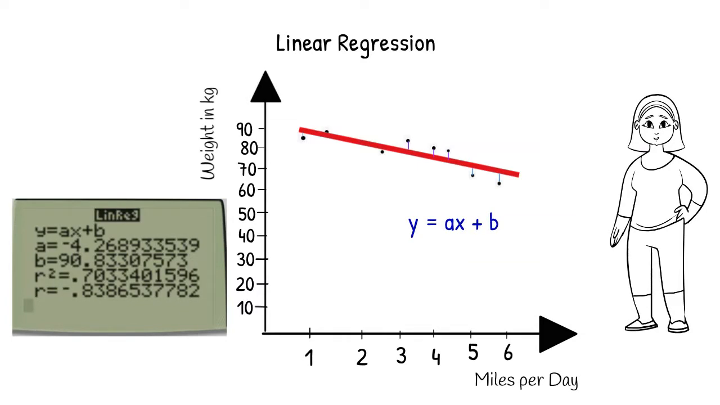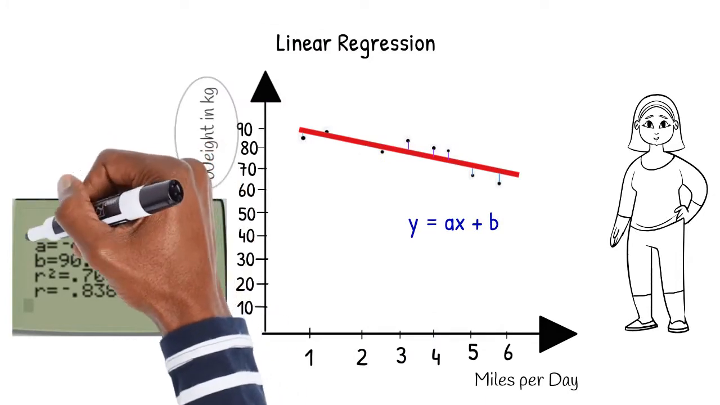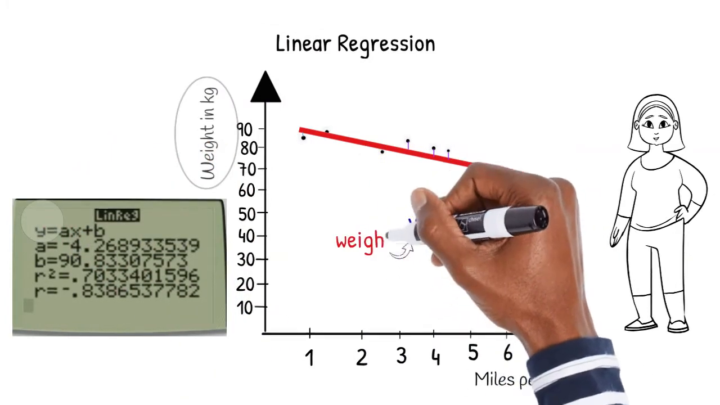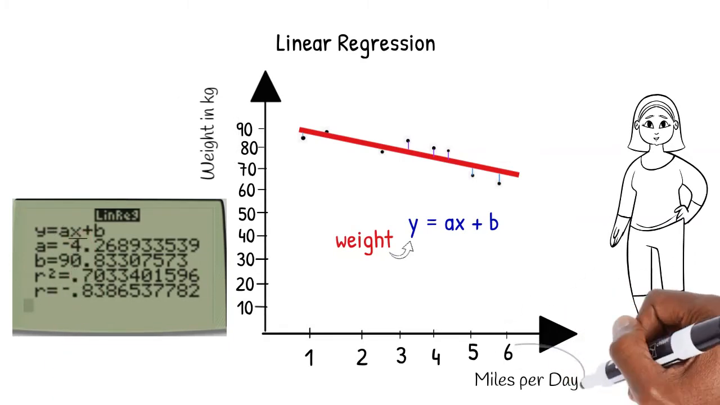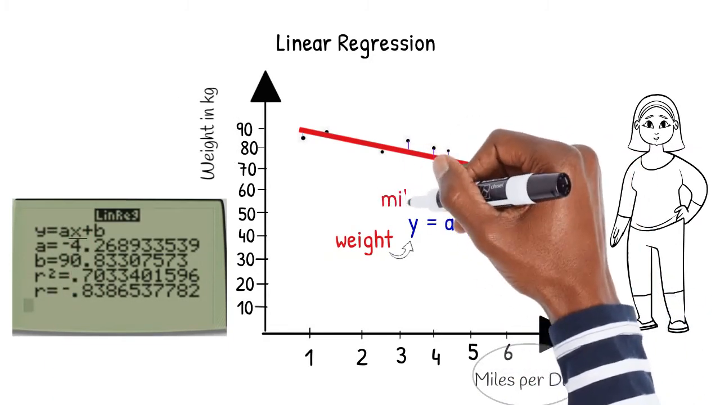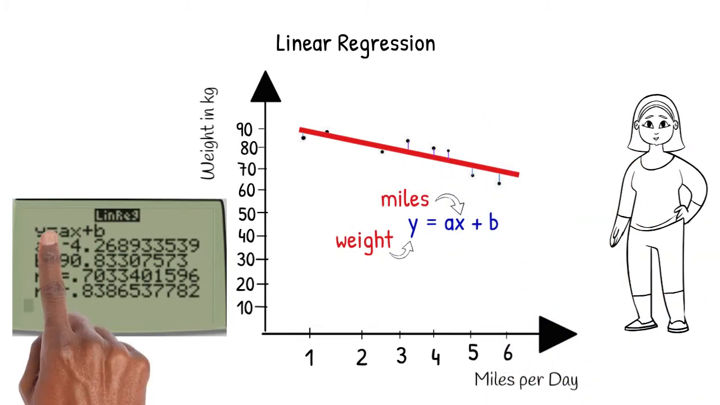Look at the label on the y-axis of the scatter plot. In this study, y represents the weights of women. Now, look at the label on the x-axis. In this study, x represents the miles walked per day.